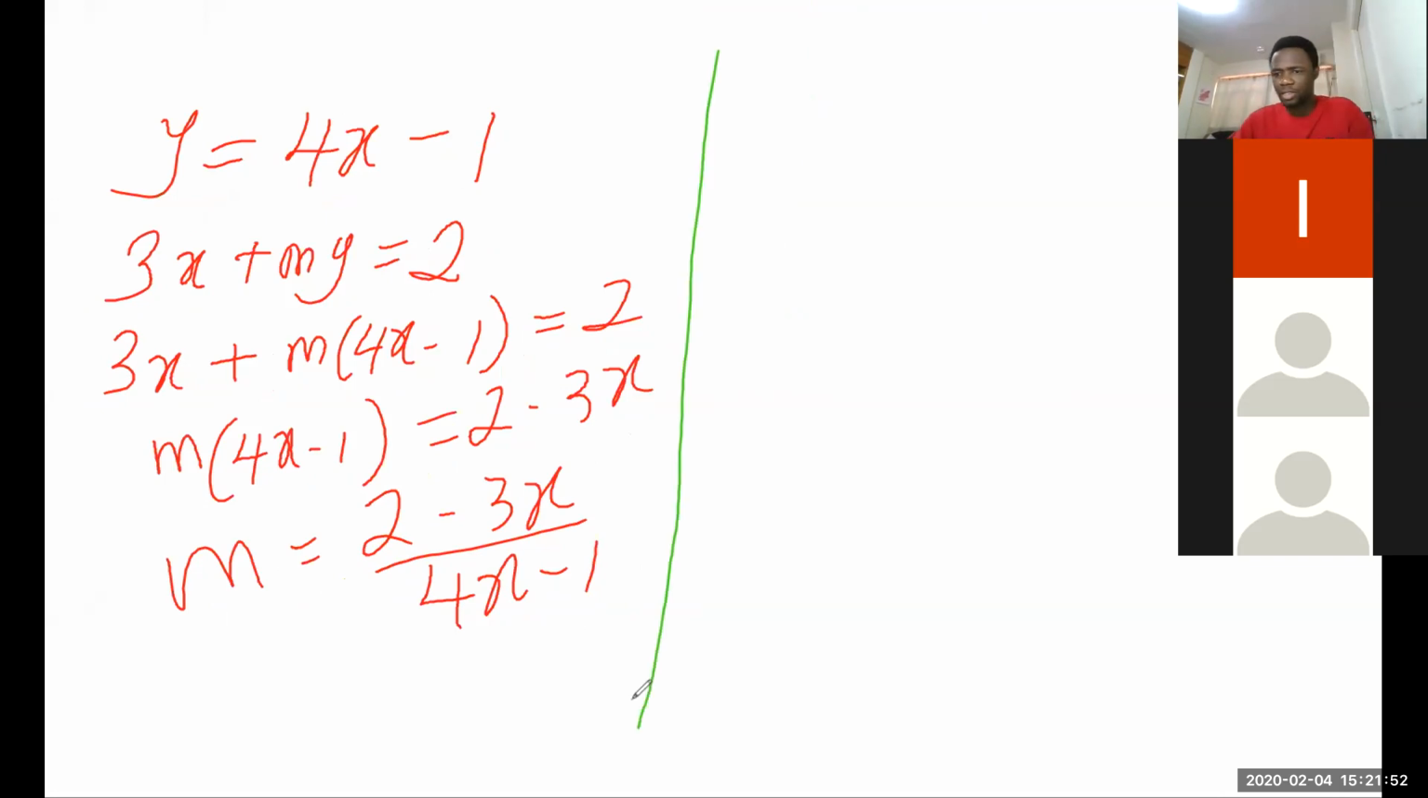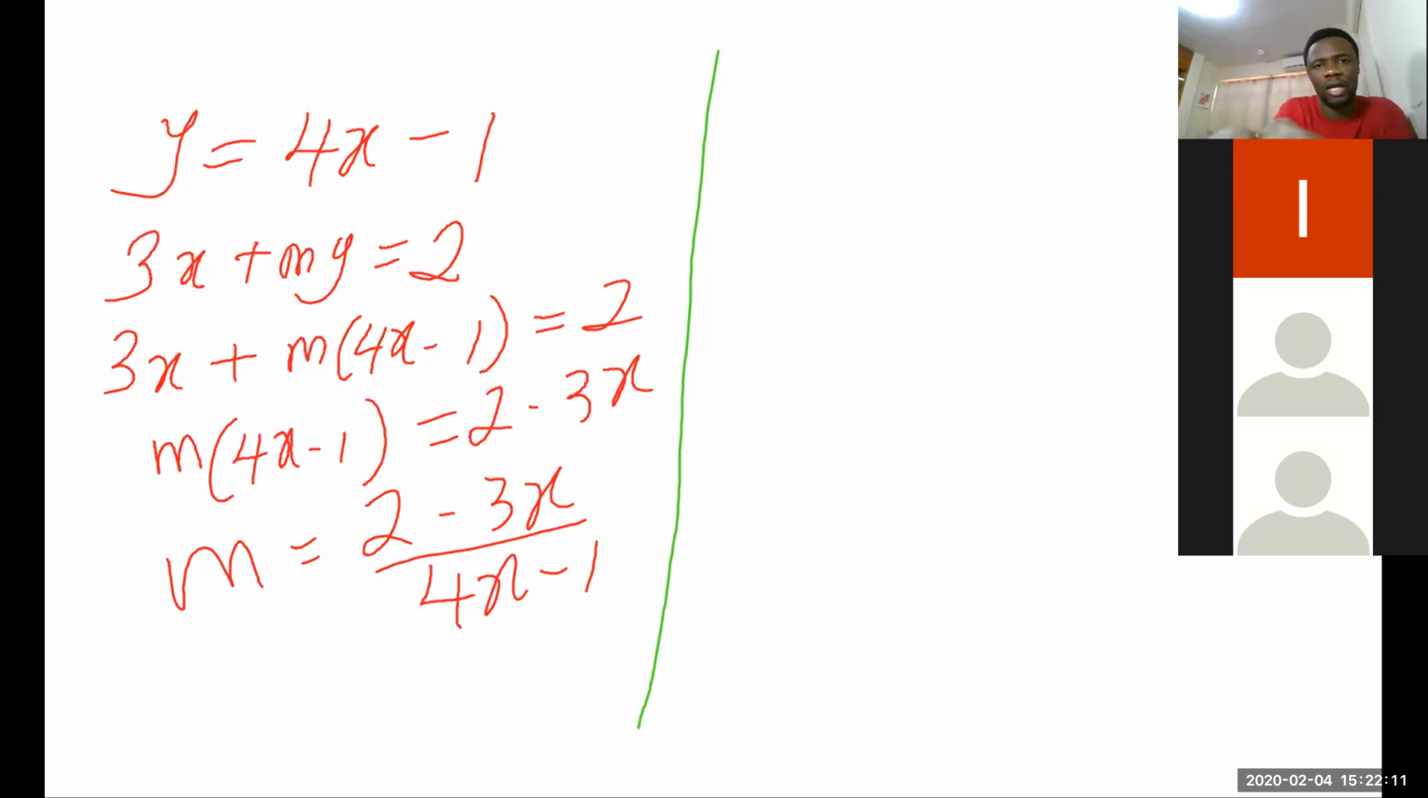So Lillian said something here earlier. Lillian said, can we make the gradients equal so it is parallel? That's logical, because if it is parallel, we are sure that there is no solution. So for the first one, what is the gradient? So how do we find the gradient?